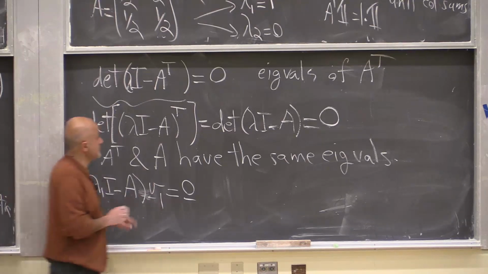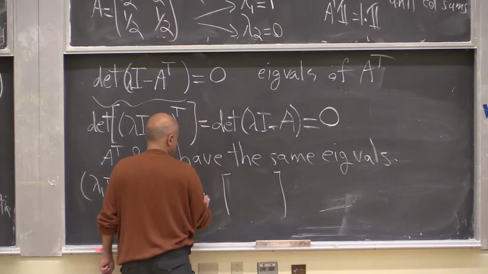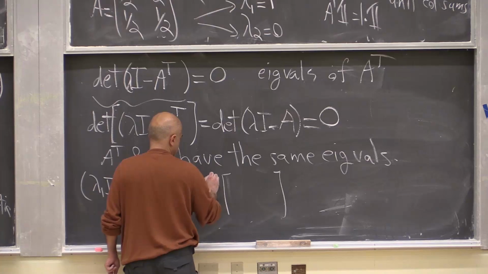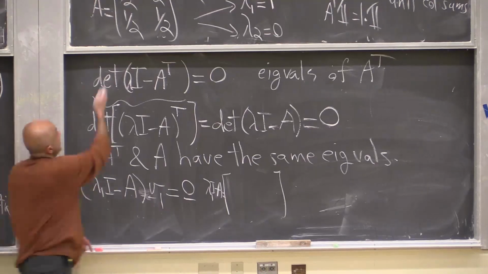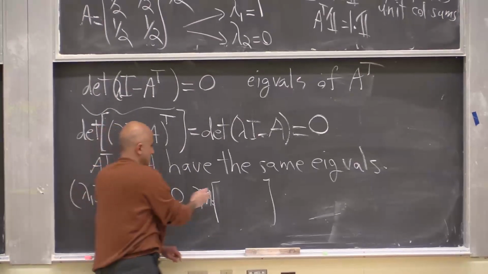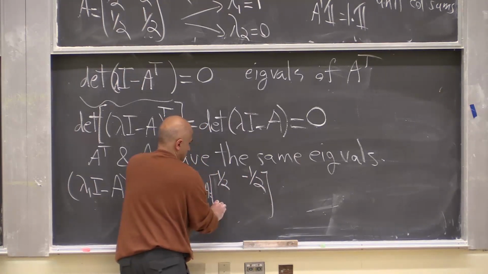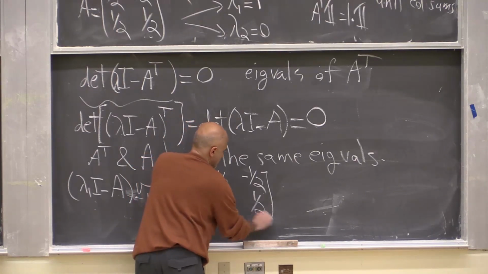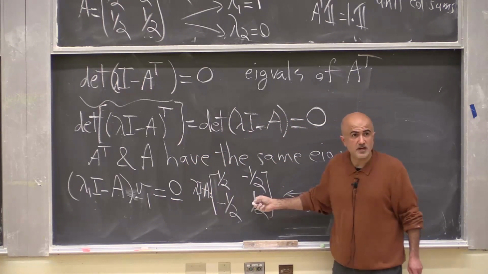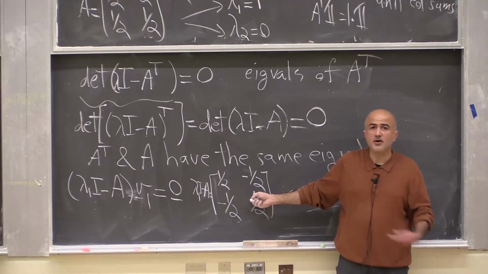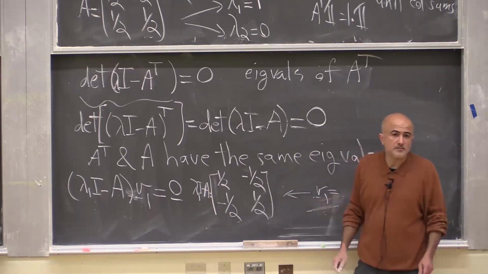So what is lambda 1 I minus A? Lambda 1 is 1. Isn't it the identity minus this guy? So what is it? 1/2, negative a half, negative a half, and half. So what vector can I multiply this by to get 0? With 2 by 2, you can always eyeball it. What multiple of this column should I add to what multiple of this column to get 0? 1 and 1.